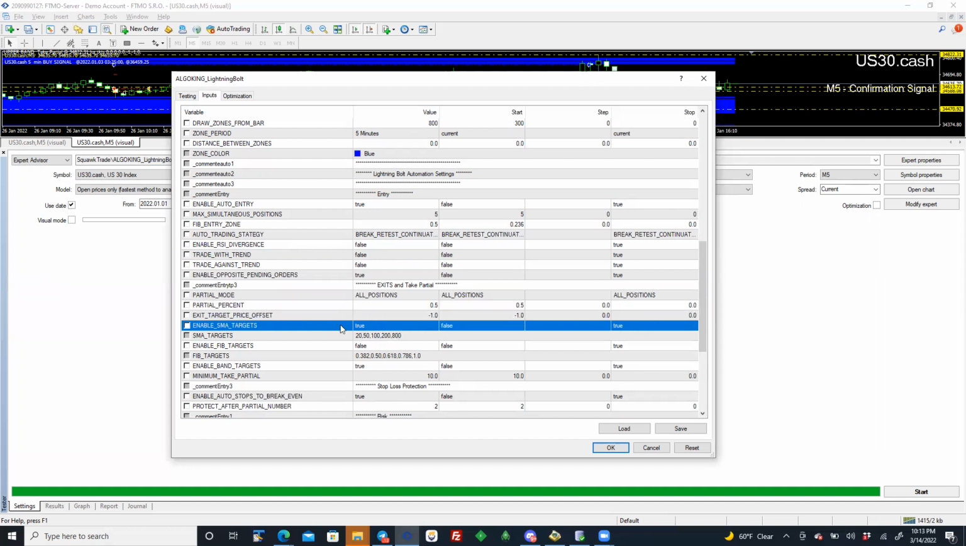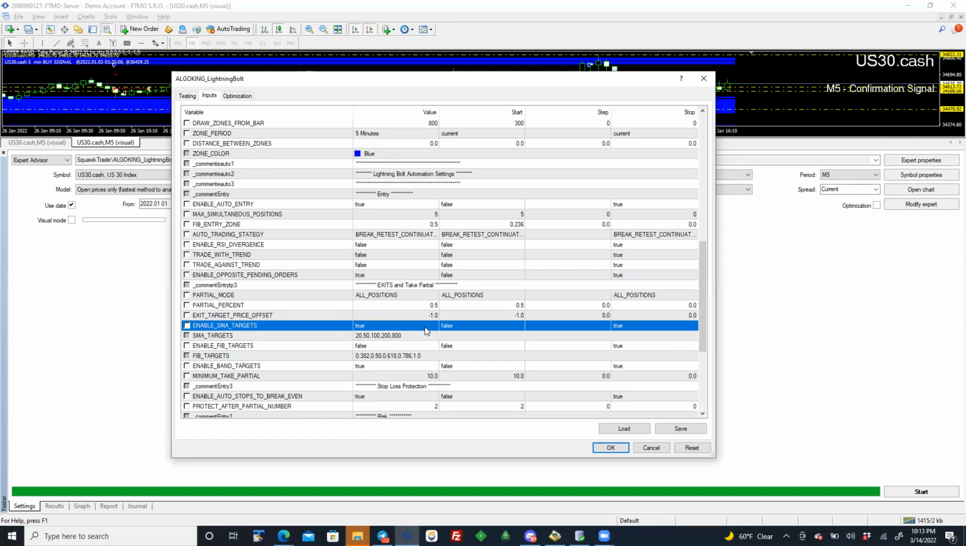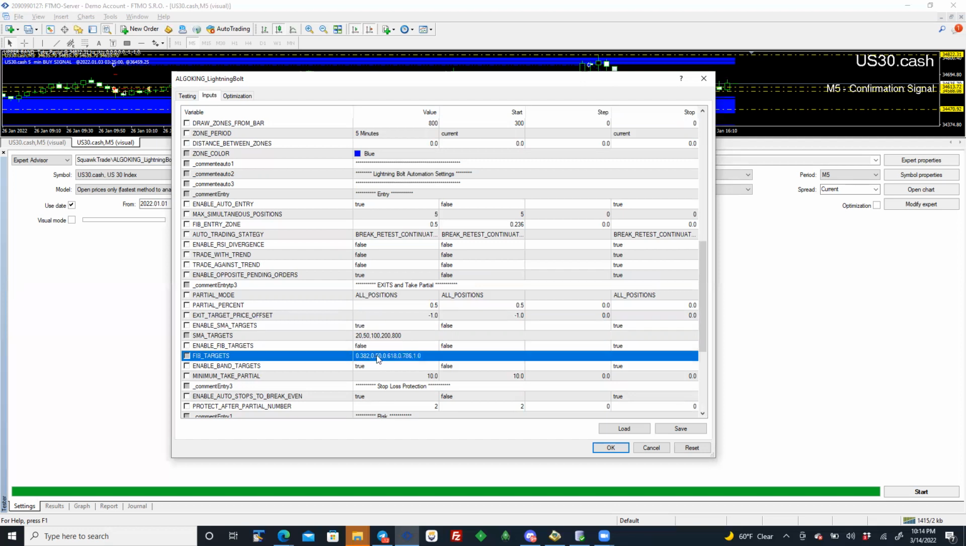You can enable SMA targets or disable them if you want to target SMAs. You can plug in your own SMAs, and if price is crossing and touching those, it'll automatically take partials. This is what I always talk about in my community and in the Zooms. You've also got fib targets, so if you didn't want to do the SMAs and wanted to play the fib game, you can plug in your fib targets here. As price enters or approaches those levels, it will take partials and so forth.